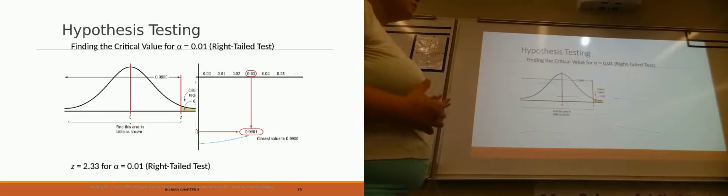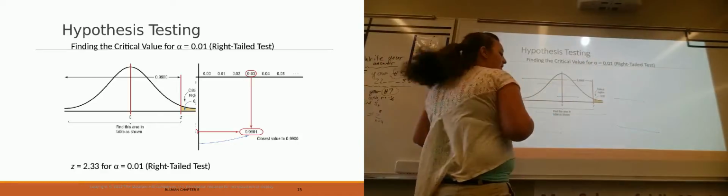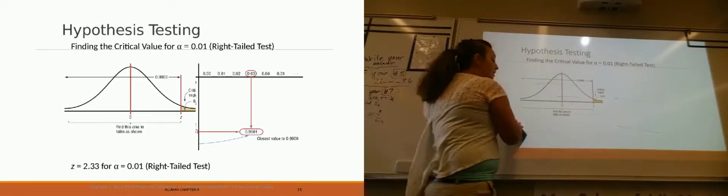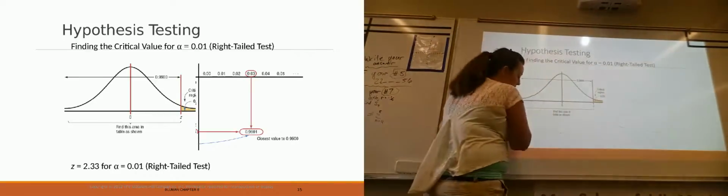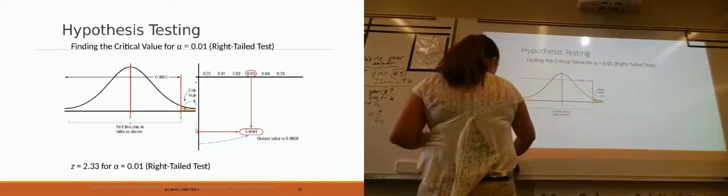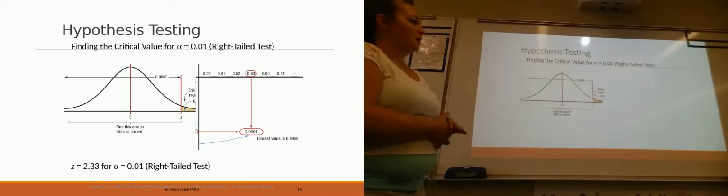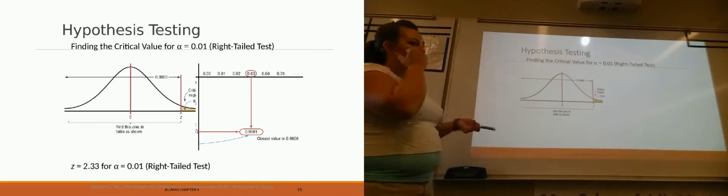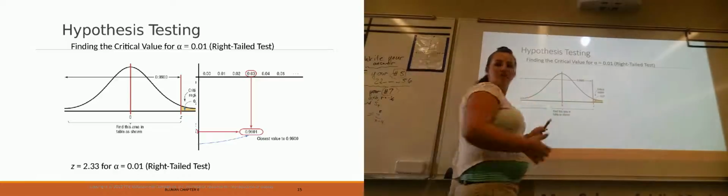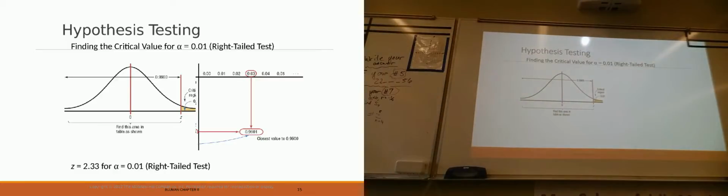So our critical region, this is like a picture for the right-tailed test. We're going to have a slightly different picture for each of the different tailed tests. So our critical region for alpha of 0.1. Basically you would have the same picture for each value.